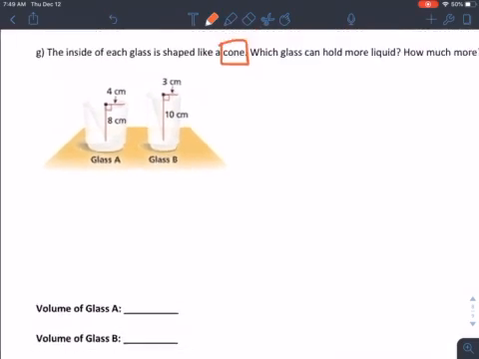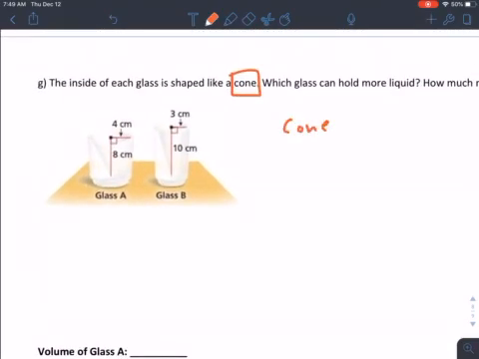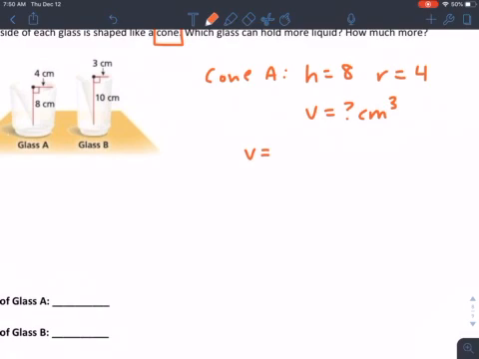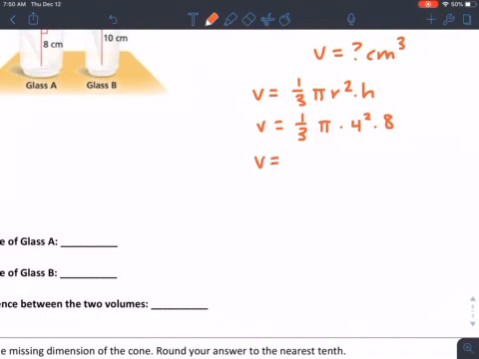Anyway, for glass A, or we'll call it cone A because it's actually the cone inside of glass A, we need to figure out the height and the radius, and then we're solving for the volume, so it's going to be question mark centimeters cubed. Based on the picture, the height is 8 and the radius is 4. We can find the volume based on the cone formula. The volume of a cone is 1/3 pi r squared times h, and then we just plug in what we know. So I have 1/3, pi, r squared is 4 squared, times h is times 8, and then I can plug that into my calculator.